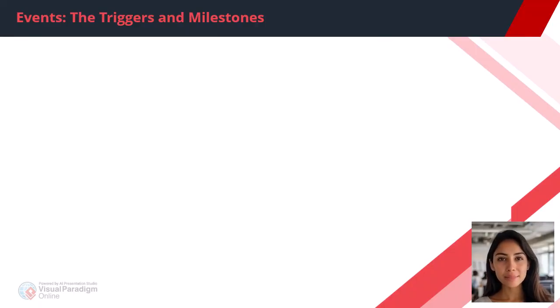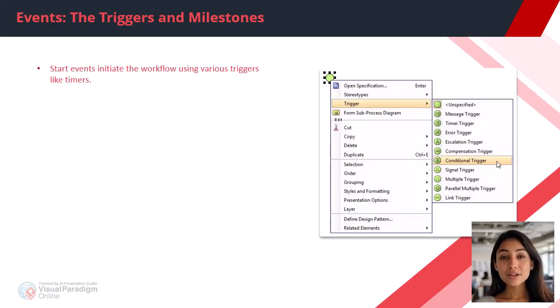Events define the timing and context of a process. They mark the specific moments where something happens, either starting, interrupting, or ending a flow. A start event acts as the ignition switch for your process. It can be triggered by a specific time, an incoming message, or simply the absence of a condition.